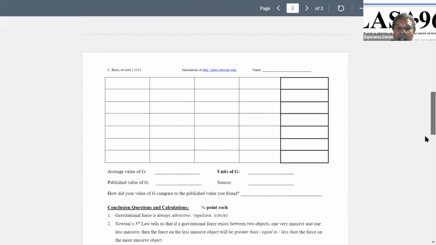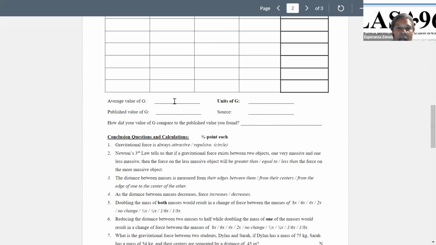And then after you've done that in the table, it asks you to average your values for the gravitation constant. So you take them, add them all up, divide by however many they have. I think it's 8. And then they ask you for the published value of G. Well, I gave you that value in lecture. You can go back and look at the lecture notes. That value is written as 6.67 times 10 to the negative 11 Newton meter squared per kilogram squared, right?